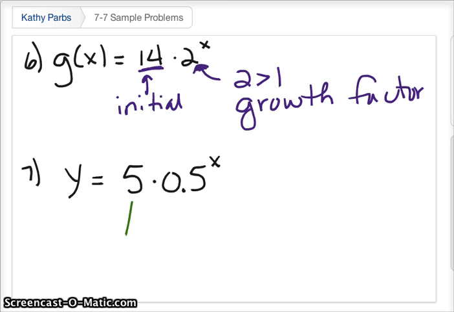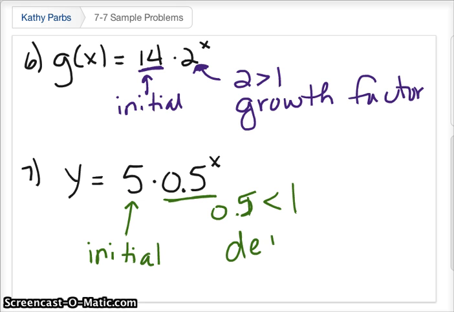On the next example, y equals 5 times 0.5 to the x. 5 will be our initial amount. And 0.5, since 0.5 is less than 1, that would be our decay factor.